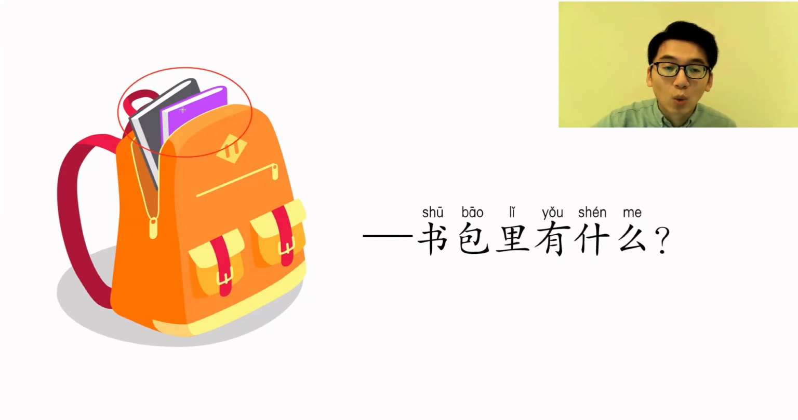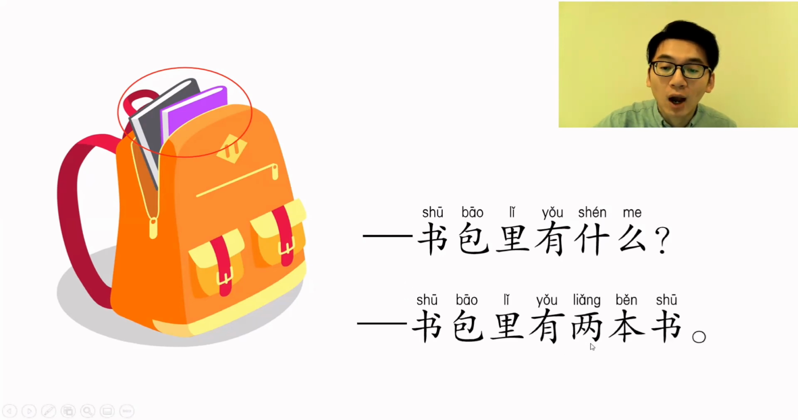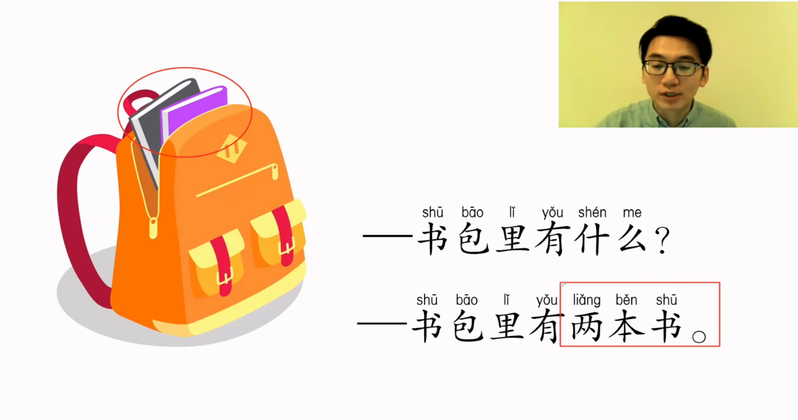Just now we know if we want to use 2, we can't use 二本. We need to use 两本. So 书包里有什么? What's in the backpack? We can say 书包里有两本书。两本书 means 2 books. And 本 is the measure word for book. We use 两 before the measure word. 书包里有两本书。It means in the backpack there are 2 books.